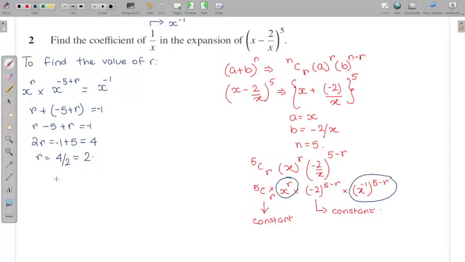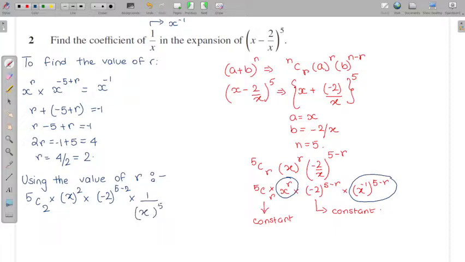So once we get the value of r, then we have to use that value of r in this expression to get the final coefficient of the term that we are looking for. So next, using the value of r, this will be 5c2. In place of r, we are going to put the value of r that we got, which is 2, into x to the power of 2 into minus 2 to the power of 5 minus 2 into 1 by x to the power of 5 minus 2.